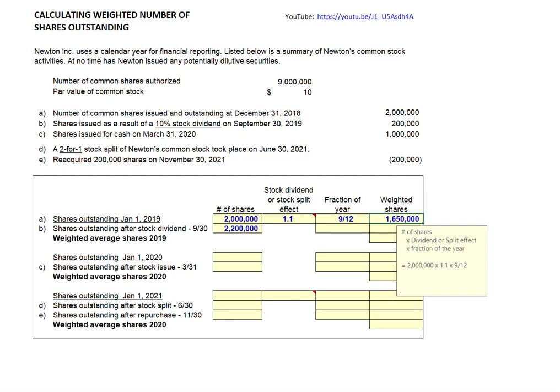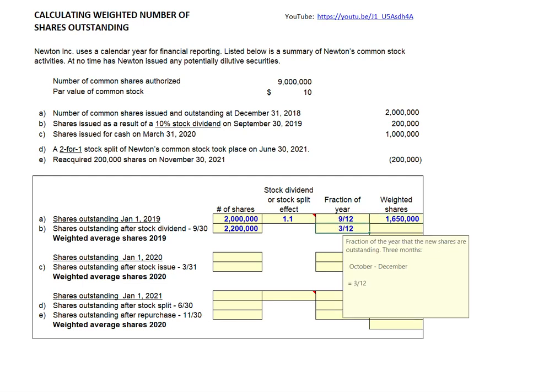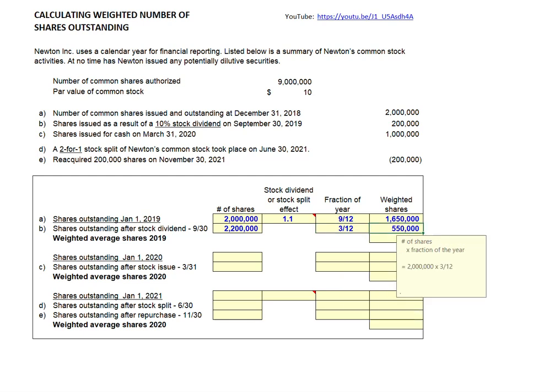for the months January through September. The 2.2 million shares outstanding after the split will be outstanding for 3 months, October through December, and we'll multiply that by the 2.2 million and get 550,000 for our weighted average shares. For the year then, our total weighted average shares is the sum of this 1.65 million and the 550,000, or 2.2 million shares.